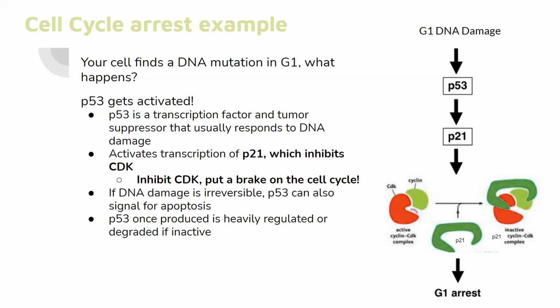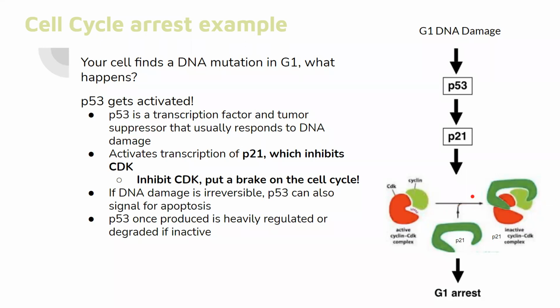Now, if the damage can be fixed, then it gets fixed. But if not, then P53 can signal for apoptosis, which is just getting through ubiquitin proteolysis that we talked about on the previous slide. And P53, once it's active, once it's needed, it's produced in heavy amounts. But if it's not, then it gets degraded as well, so it doesn't interfere with anything else.